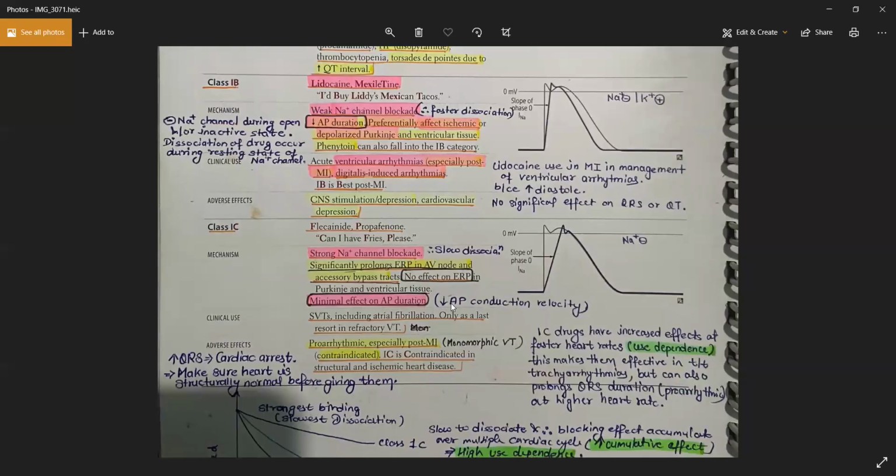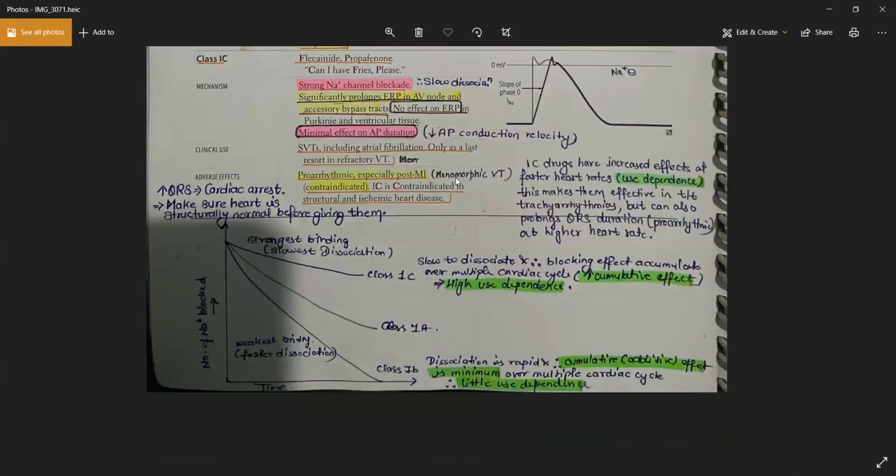And these drugs specifically work at a very high heart rate. They have no effect at a lower heart rate when the patient is actually resting. But as soon as the patient starts walking or exercising, or is having any arrhythmic episode, then only these drugs become functional. These drugs are functional only at a very high heart rate, and this phenomenon is known as use dependence.